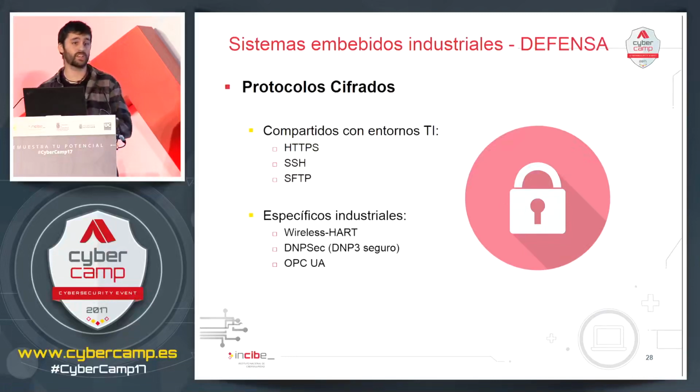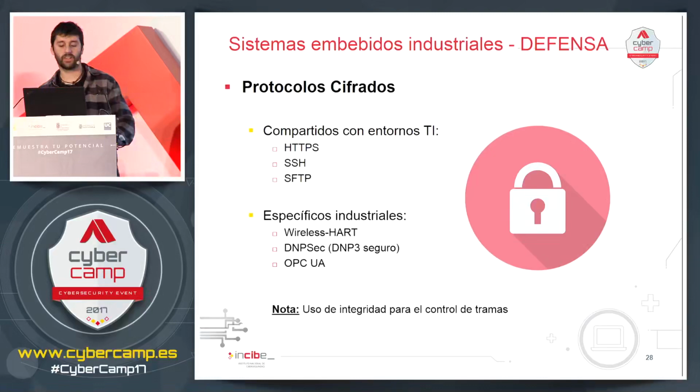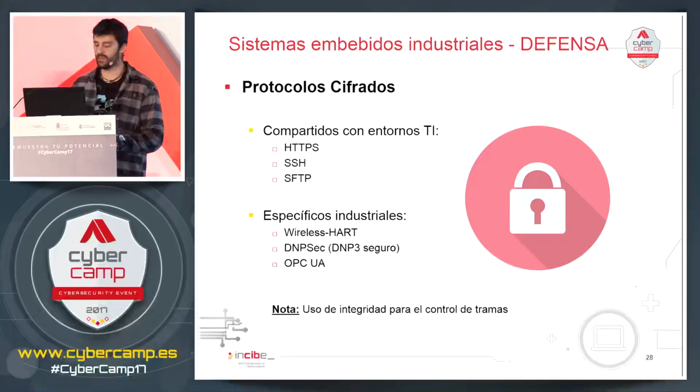The industrial specifics are WirelessHART, which was thought out with security in mind. It is conceived to have several security layers, so this may be a good option. DNPSec, which is secure DNP3, and OPC-UA, which is the OPC bus with a security approach. And of course, the use of integrity in the control sets. Make sure they follow a certain numbering.